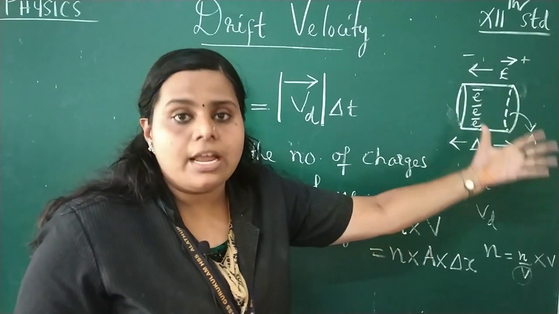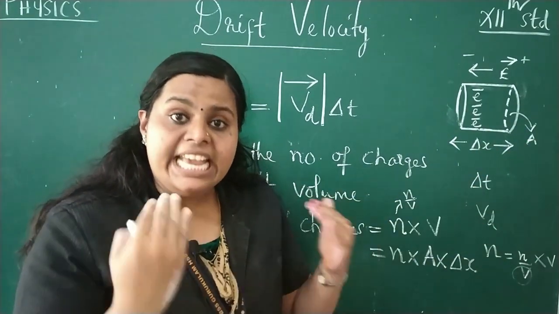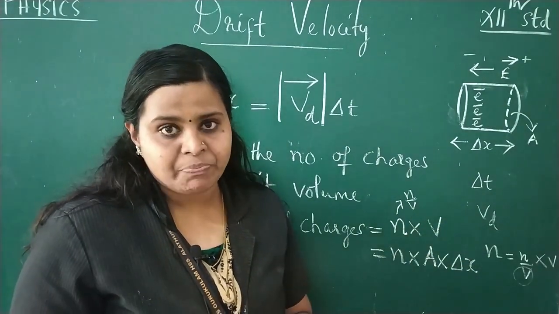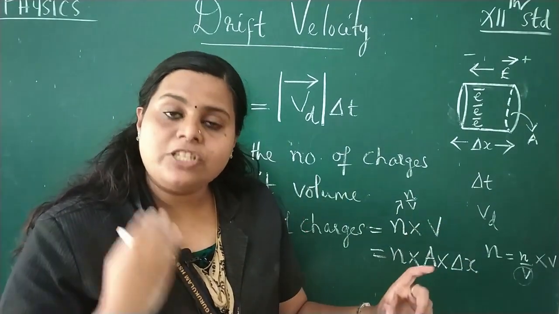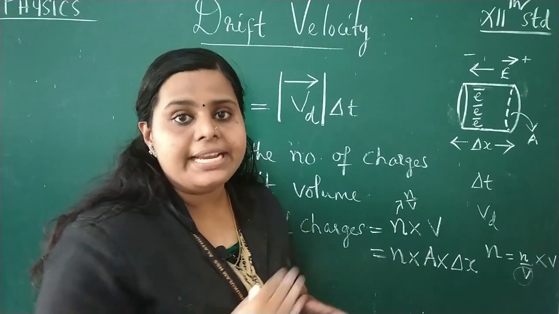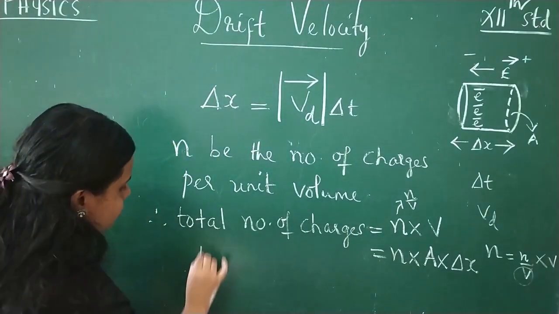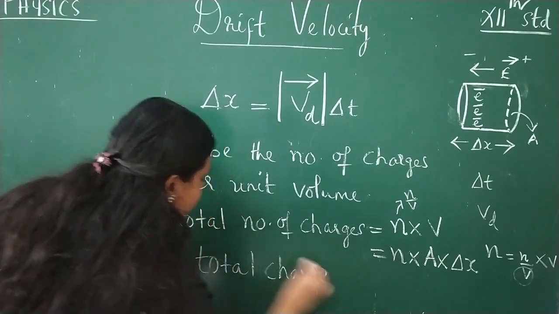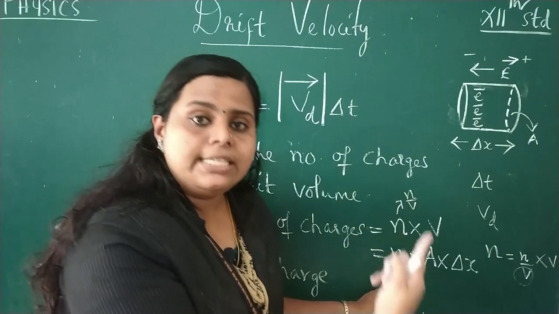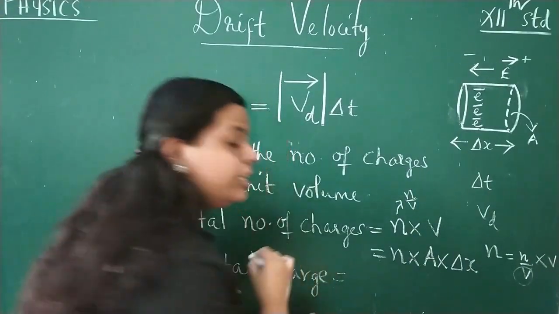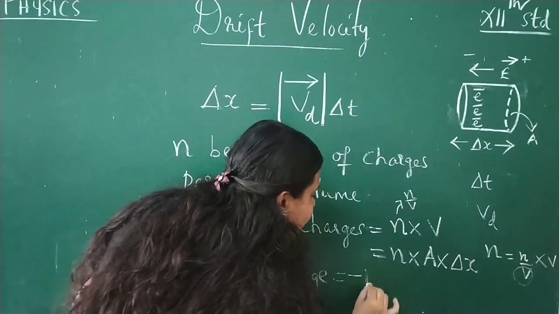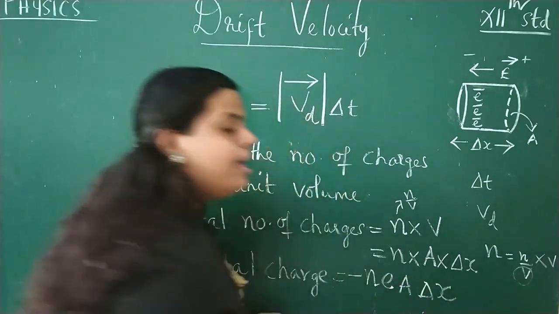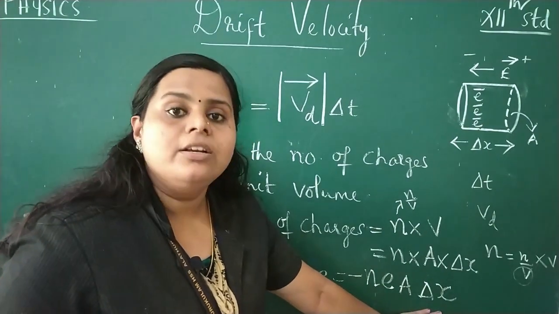So we have n number of charges, and we know that each charge is of magnitude minus e. Right? There are n number of charges, but what is the magnitude of each charge? It is minus e. So let's calculate the total charge. So what about the total charge? Total charge is minus n e A into delta x.